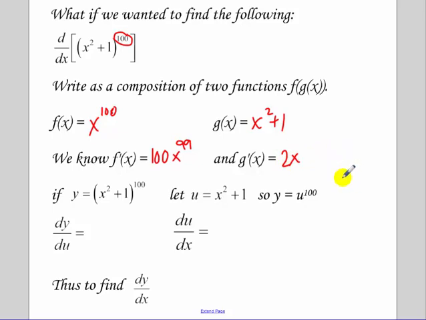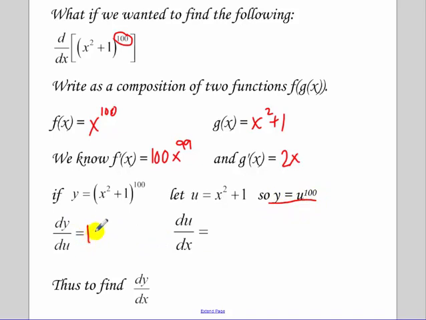Okay, now this is the key part. We're going to essentially be doing a u substitution. And you're going to get so used to this that you're not going to have to do this u substitution. But it's key when we're first learning it. So we have this original equation. If we let u equal x squared plus 1, then y is going to equal u to the 100th power. So now we're going to take the derivative of that with respect to u.